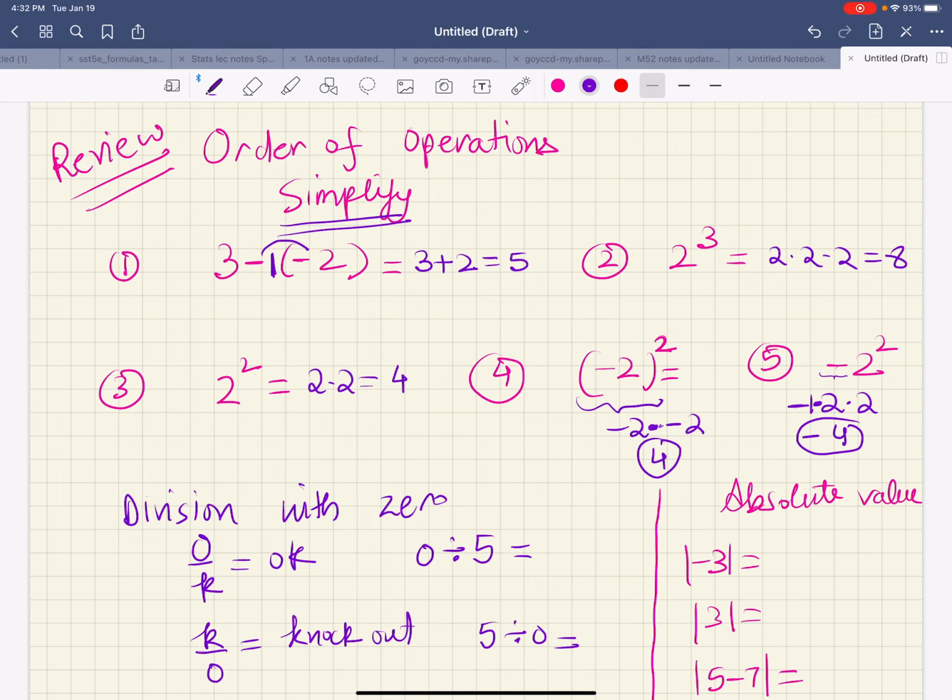Next, we're going to look at division with 0. If you're doing 0 divided by a number, I'm just going to call the number k because it can be any number. It's a variable. 0 divided by a number, it's okay, and your answer will be just 0. 0 divided by any number is equal to 0.